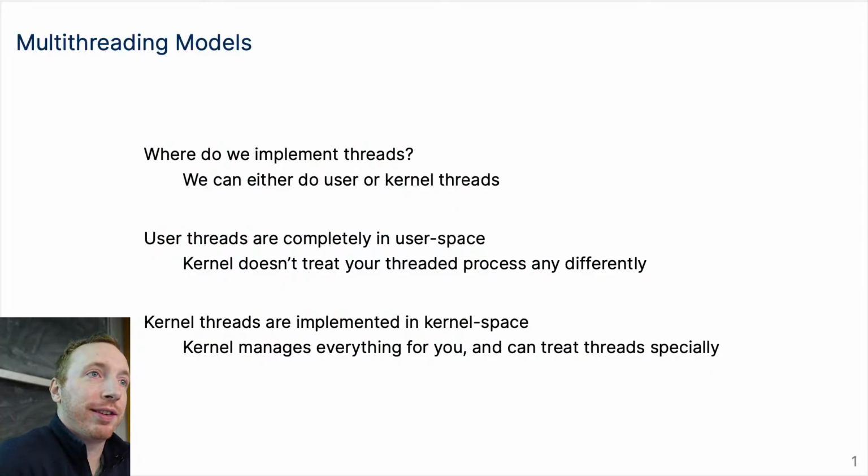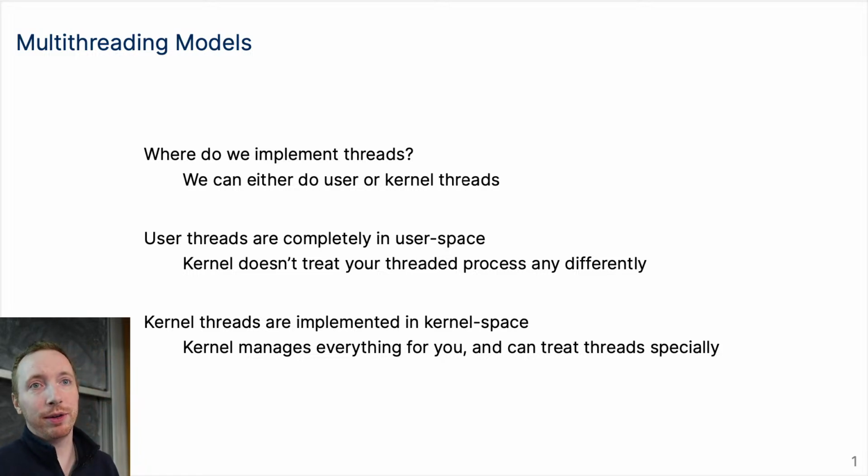All right, so let's talk about threading implementation, since that is what you have to do for lab 2. It's good to understand the pros and cons of all sorts of different things. There are a few multi-threading models, and they pretty much just answer the question of where we implement threads. Do we implement them in the kernel? Do we implement them in a library?